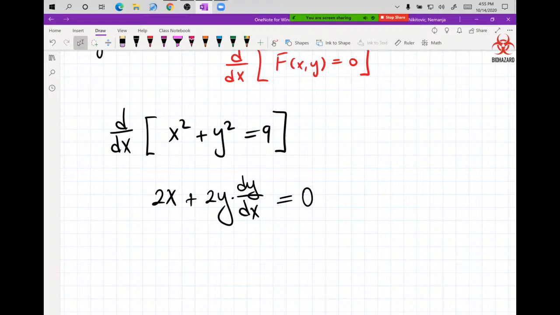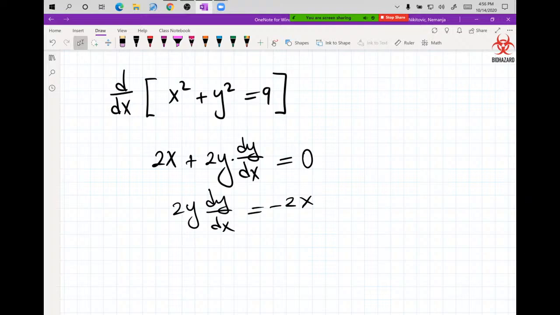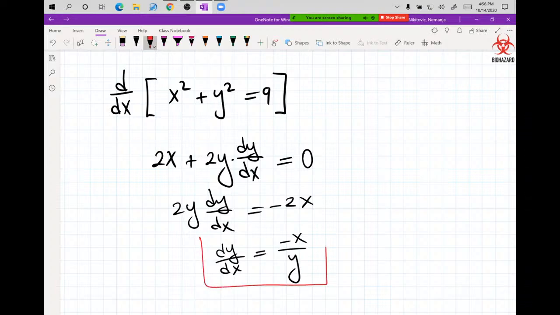So now all I need to do is the algebra here to solve for dy/dx, because I'm looking for a derivative, right? So 2y dy/dx is equal to negative 2x, and when I divide by y and cancel the 2's, I get negative x over y. This is the derivative of a circle.